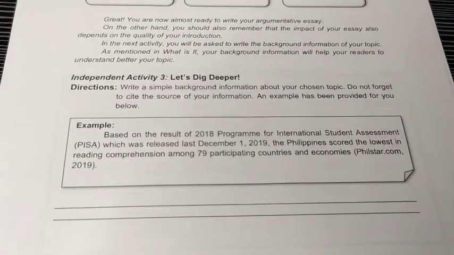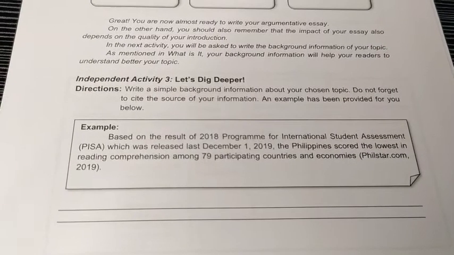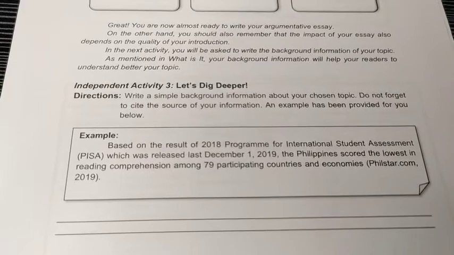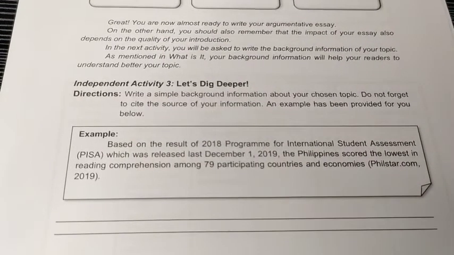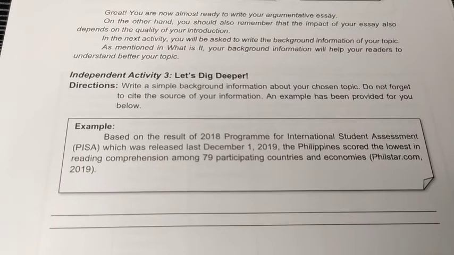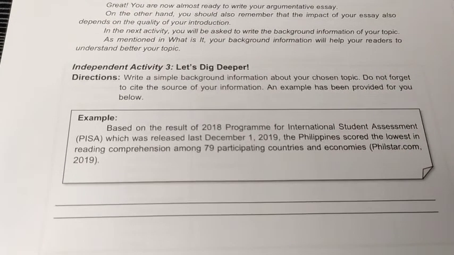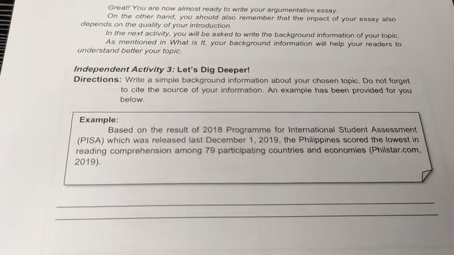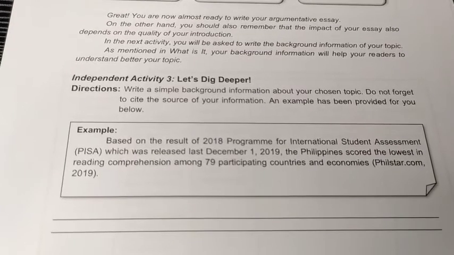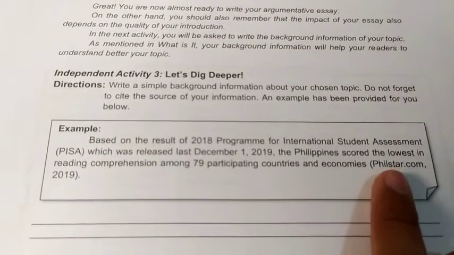So let's dig deeper. Write a simple background information about your chosen topic. Do not forget to cite your source of information. Meaning you will have background information from facts, from history, from research. For example, based on the result of the 2018 Program for International Student Assessment or PISA, which was released last December 3, 2019, the Philippines scored the lowest in reading comprehension among 79 participating countries and economies, according to Philstar. I got it from philstar.com 2019. So you have to cite your source.